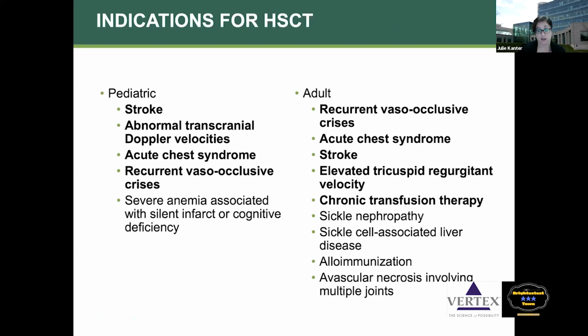On the adult side, it's often individuals who've had a stroke or have acute chest that continues to happen despite best supportive therapy. Those individuals who have recurrent vaso-occlusion or possible side effects from sickle cell disease that show heart problems, an elevated tricuspid regurgitant velocity, or kidney problems, which is sickle nephropathy.